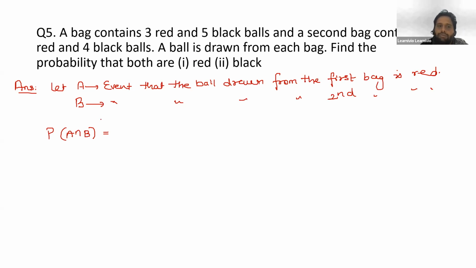So check these two: picking a ball from one bag will not affect the probability of the other. So this means these two are independent. So P(A) into P(B). If they are not independent, they are dependent. In that case, you have to use the conditional probability.